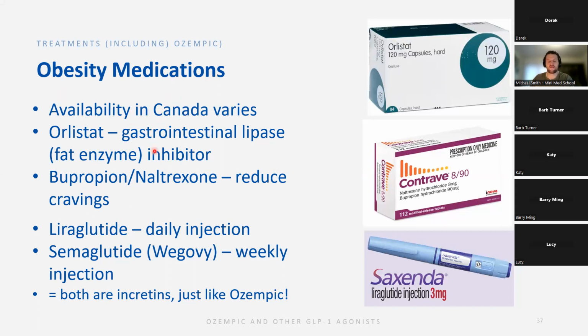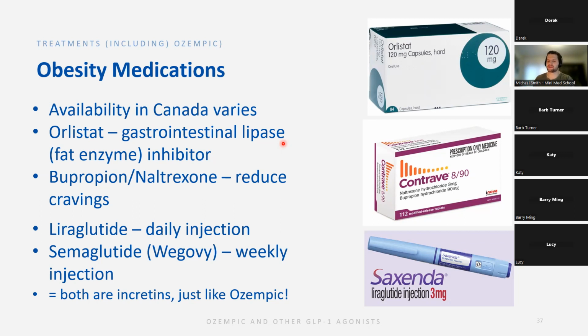Now, there are various options available in Canada that some of you may or may not have heard of, but we're just going to mention some of the most common ones. So the first one is a drug called orlistat, which is a gastrointestinal lipase or fat enzyme inhibitor that inhibits the enzymes that break down fat in your gut. So the fats that we eat in our diet need to be broken down into small pieces before we absorb them. So if we block this enzyme using orlistat, this leads to the excretion of these fats undigested in our bowel movements. So it has some modest evidence for helping to reduce weight.